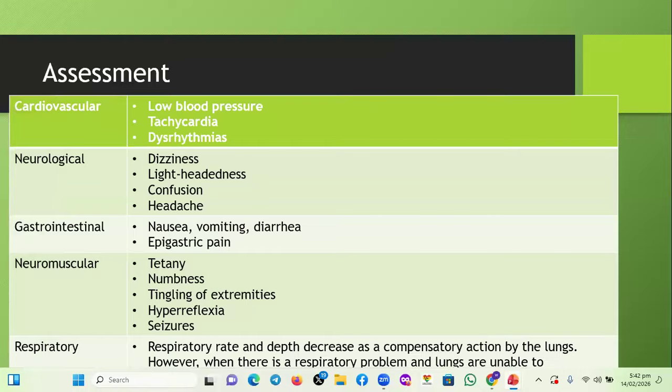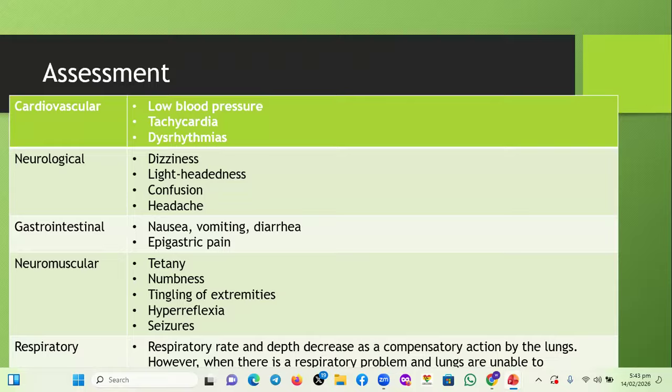And at long last, leading to respiratory alkalosis, the person will experience low blood pressure, there's going to be tachycardia, and there's going to be dysrhythmia in terms of the cardio system, what happens to the heart. With the neuro, same thing: dizziness, decreased level of consciousness, confusion, headache, lightheadedness. Then the GI system, they will tend to have some form of nausea, vomiting, diarrhea, and then epigastric pain.